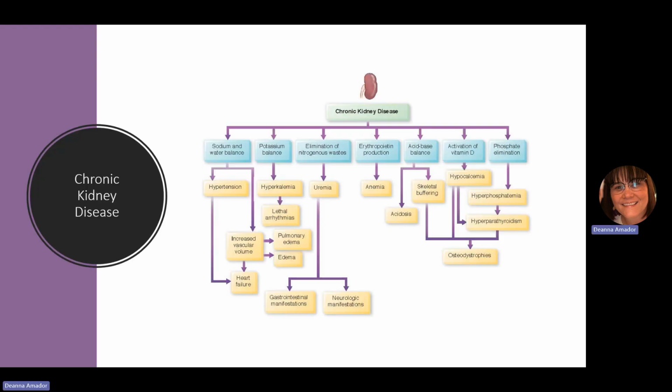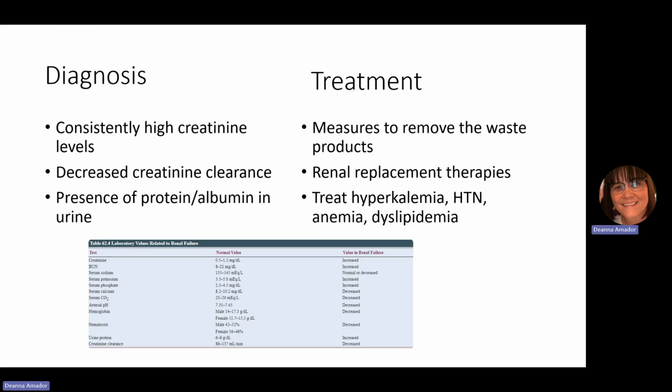This next slide kind of shows everything that I just talked about already, but you can see how it goes into chronic kidney disease, how it leads to sodium and water balance, potassium, elimination of nitrogen waste, and you guys can follow that down and see how it affects everything. It's just another look at that slide. It's kind of nice to see. I like to follow it. That will help your understanding of the process.